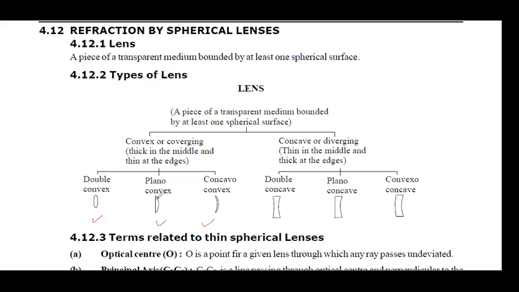Now, in this case, one is plane and the second is convex, so it is called plano convex. But if you see this, this is again a cave-like structure, so this surface is concave, whereas the other surface is convex. So this is called concavo-convex. Got it? Tell me, got it? I hope all of you understood the nomenclature now.